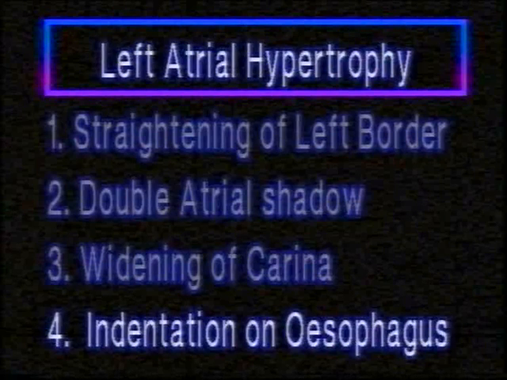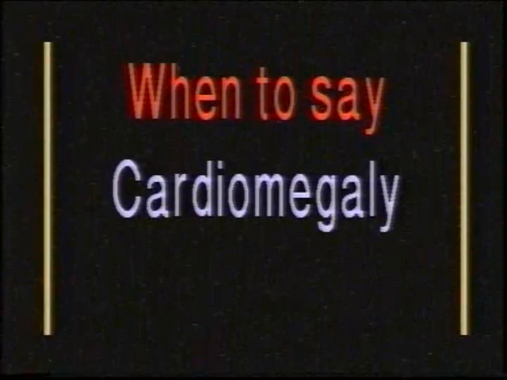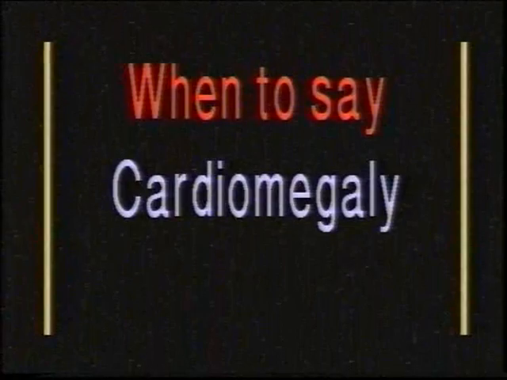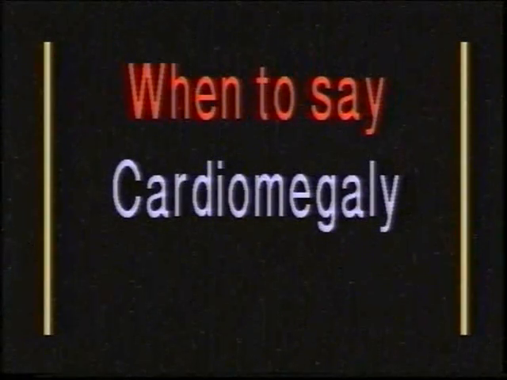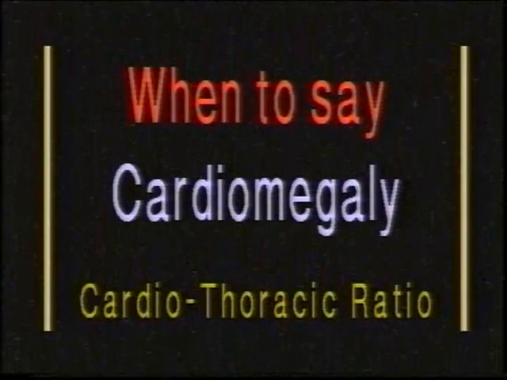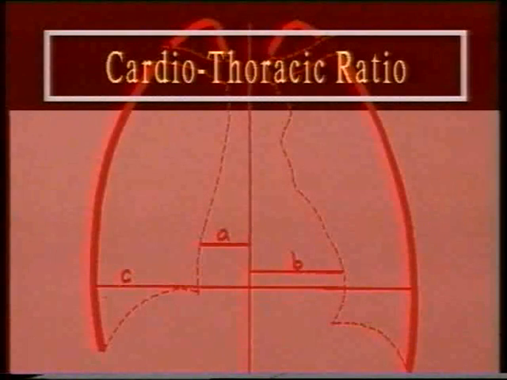At this stage, let us also learn the criteria for labeling an X-ray as cardiomegaly. The shape and size of the heart varies with the shape of the chest and build of the patient. So, cardiac size is measured in relation to the chest size and expressed as cardiothoracic ratio. First, draw a vertical line in midline through the center of the spine. The maximum distances of the right and left heart borders are measured from this line as A and B.